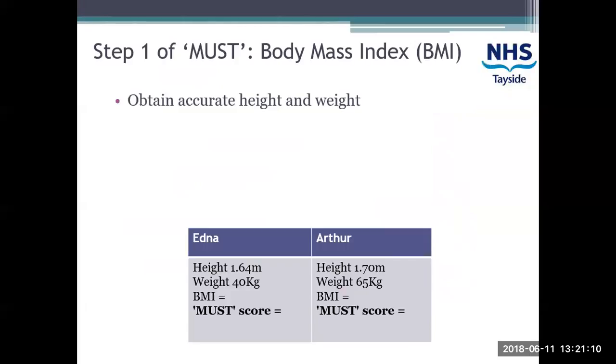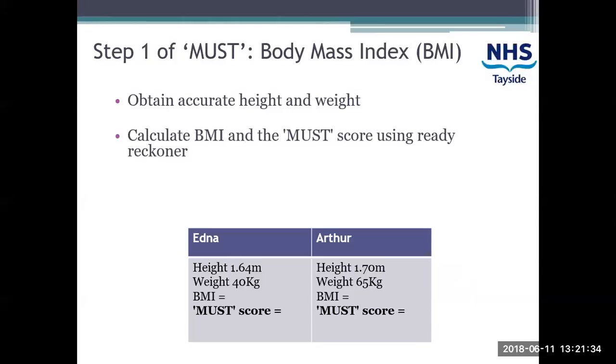Okay, so step 1 of MUST is to calculate your BMI, which is your body mass index. What your body mass index does is tell you how healthy your weight is in relation to how tall you are. So first of all, you want to obtain an accurate height and weight. These are the 2 components needed to calculate your BMI.